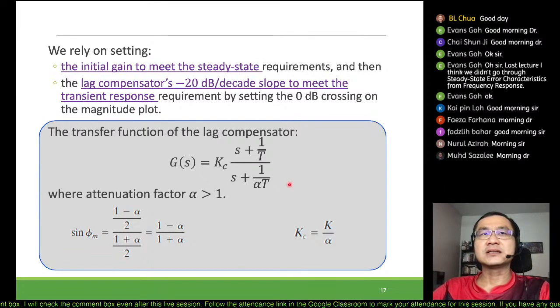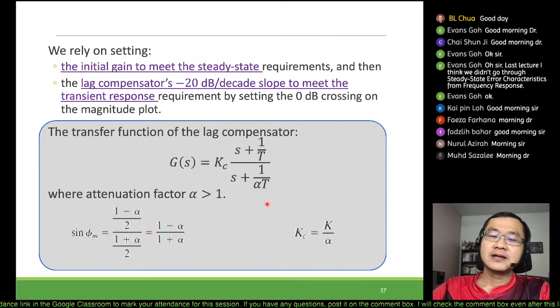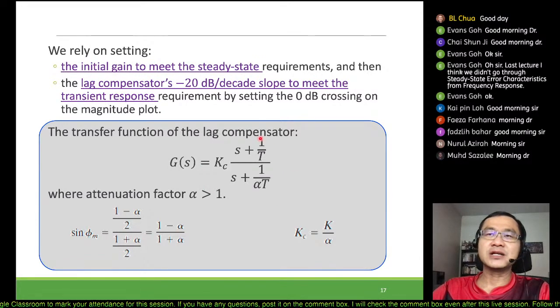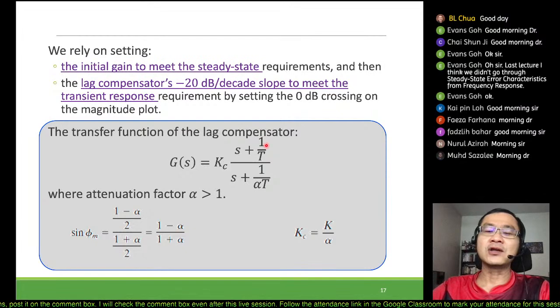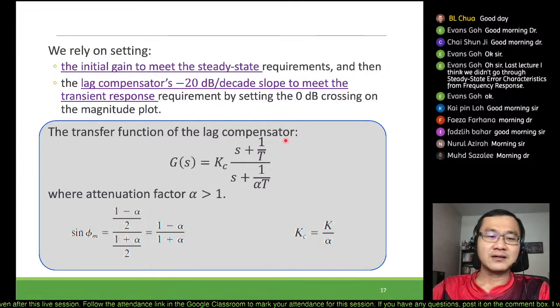for the lag compensator using a frequency response technique. So this transfer function would be very similar to the root locus technique. Don't worry, you can see in some way it is related, but only the terms now, instead of a we use 1 over T, is very similar, right?